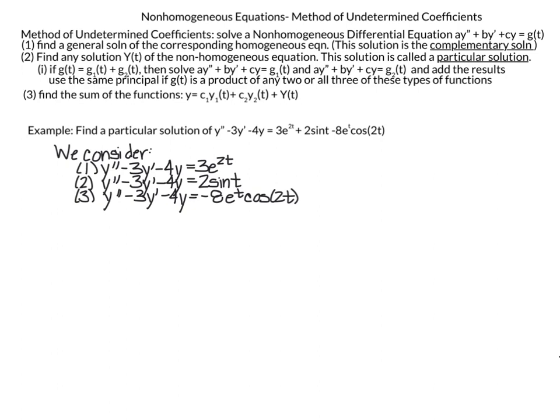Again, the idea is we take this differential equation and we break it up into 3 parts, where this is our first equation, g1, 3e to the 2t. This is our second equation, 2 sine t. And our last equation, g3, is equal to minus 8e to the t cosine of 2t.